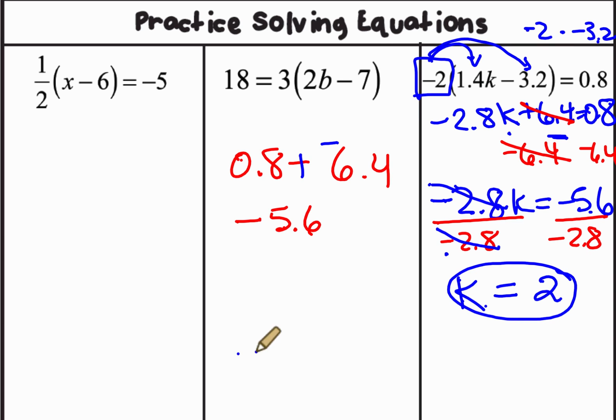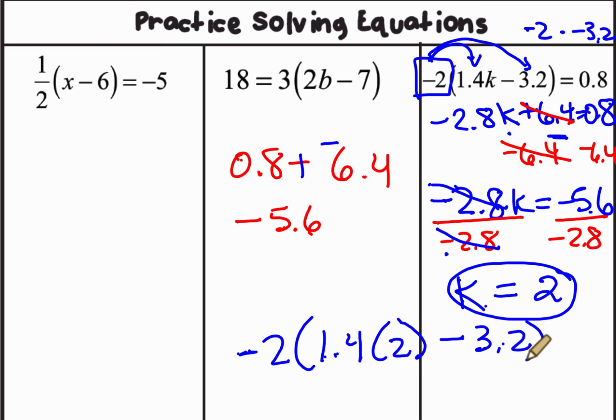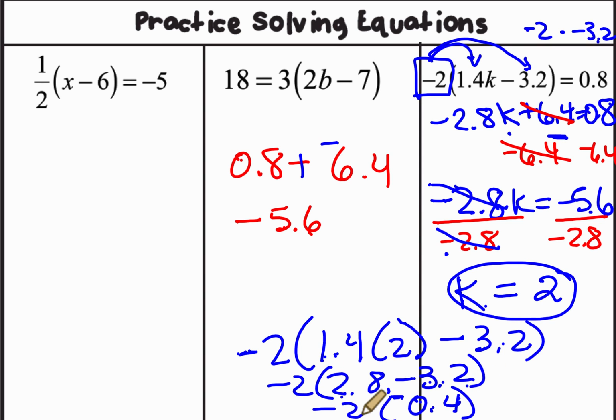And if I go back and I put it into the original problem by substituting 2 for k, I have, following order of operations, 2 and 8 tenths minus 3 and 2 tenths, which is negative 4 tenths. And then remember I have negative 2 there still. And negative times a negative is a positive. And 2 times 4 is 8, giving me 8 tenths, which is what I was expecting.